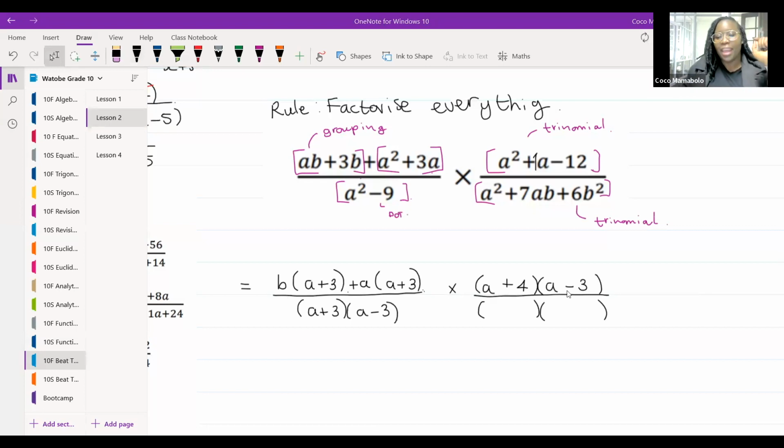Okay. At the bottom, I'm going to put an A here and an A here. And I want you guys to notice that there's a B squared over here, which means I need to put a B and a B. Now I need factors of 6 that will give me 7. So I know that's going to be plus 1B plus 6B. 6 and 1, that's it.